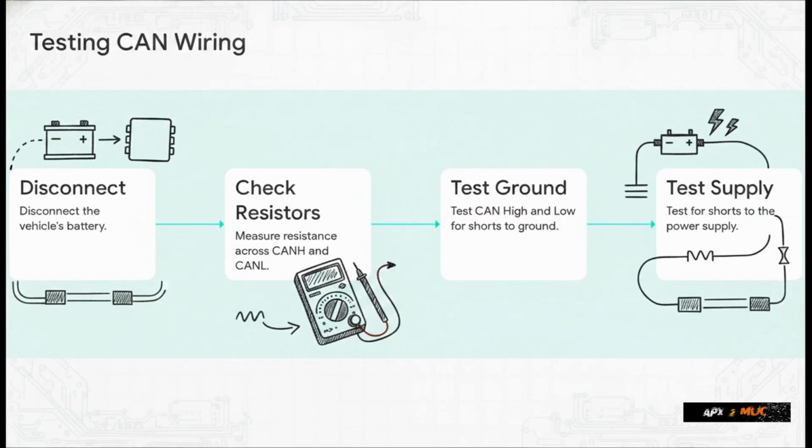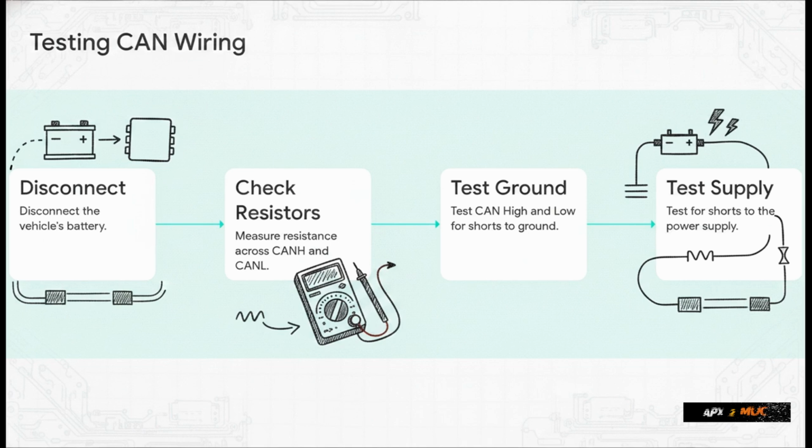When you suspect a physical fault, your trusty multimeter is going to be your best friend. Step 1, absolutely always disconnect the vehicle's battery so active traffic doesn't skew your readings. Step 2, check the resistance across CAN high and CAN low. You should see about 60 ohms. Why? Because there are two 120 ohm resistors at opposite ends of the bus, wired in parallel. If you see 120 ohms, you know one resistor or wire is broken.